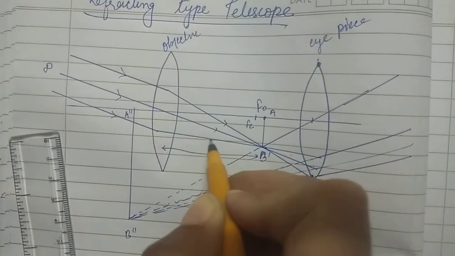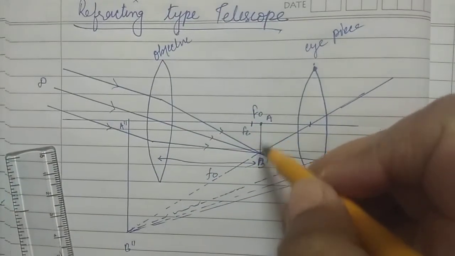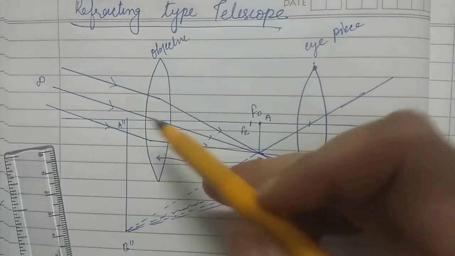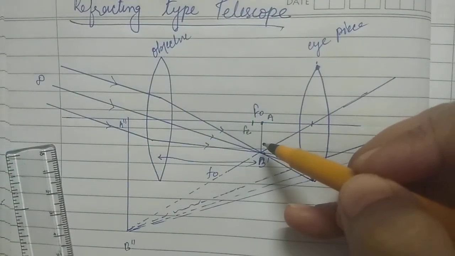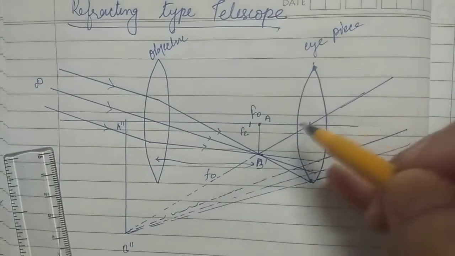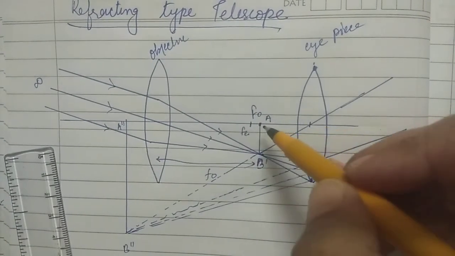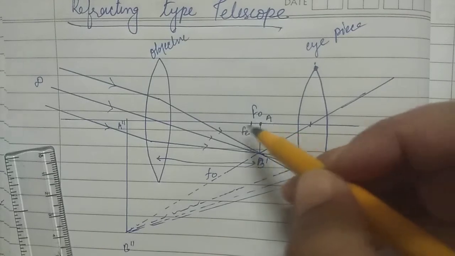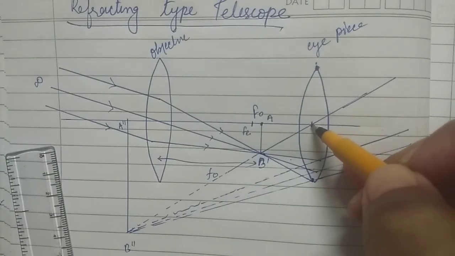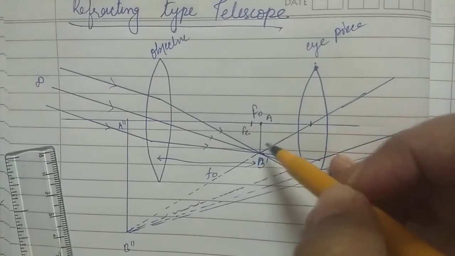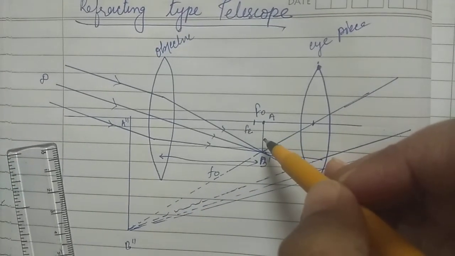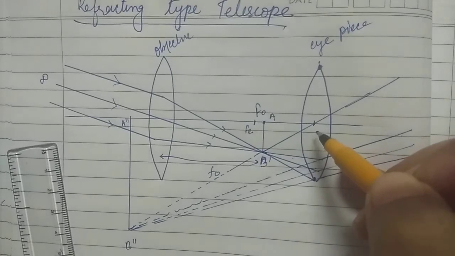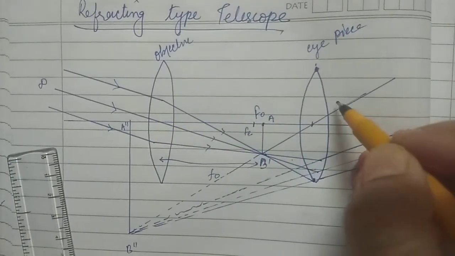So they are going to meet at the focus of the objective, because the object was at infinity. So the image would be formed at the focus of the objective. Now the arrangement is in such a way that this image is formed between the focus and optical center of the eyepiece, so that we can get the virtual magnified image of this image, which is behaving as an object for the eyepiece. So this is the total ray diagram.